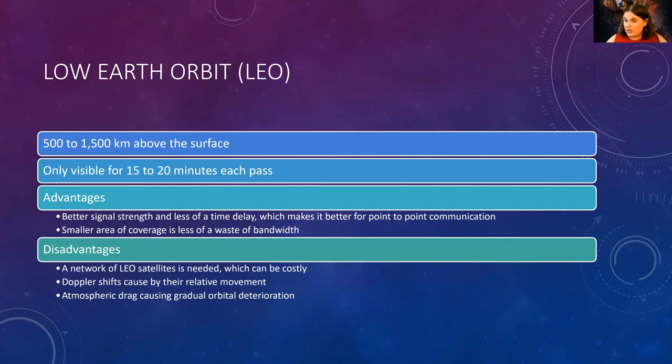And they travel really fast. They have to travel really fast because since they're so close to the Earth, they have to travel fast enough to where Earth's gravity doesn't pull them down. So you're only able to see them for about 15, 20 minutes each pass. So they go really, really fast.